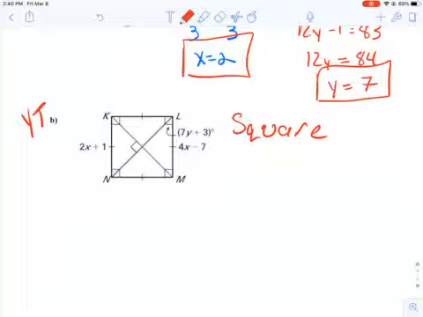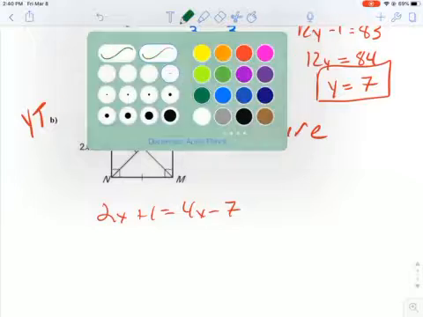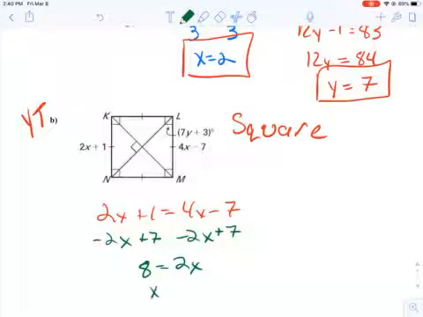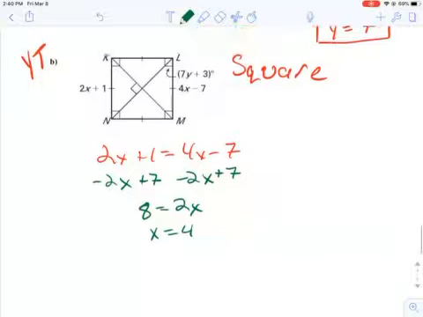So we know that all the sides are going to be equal, so we can set those two sides equal to each other. 2x plus 1 equals 4x minus 7. And then I'm going to combine all my stuff together. So I'm going to move the 2x over to this side, and I'm going to move that 7 over to that side. So we should have 8 on the left equals 2x on the right. So x is equal to 4.